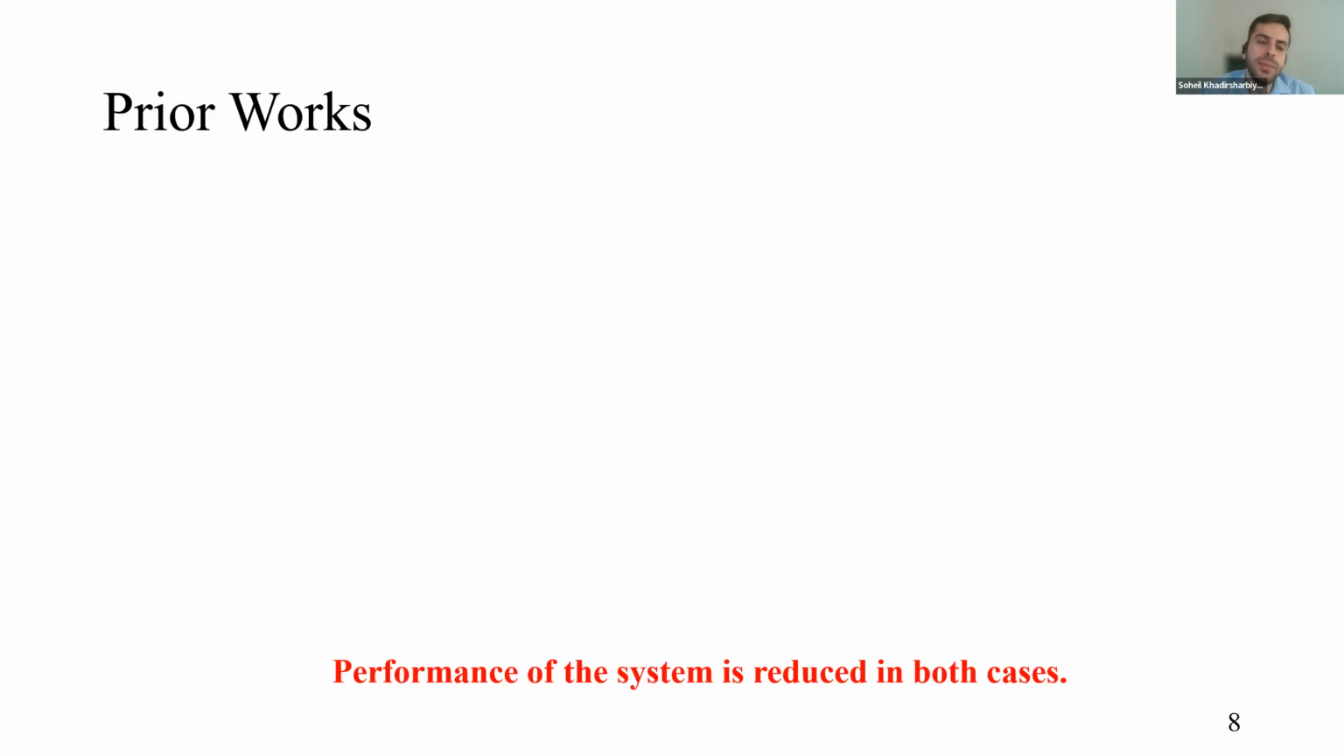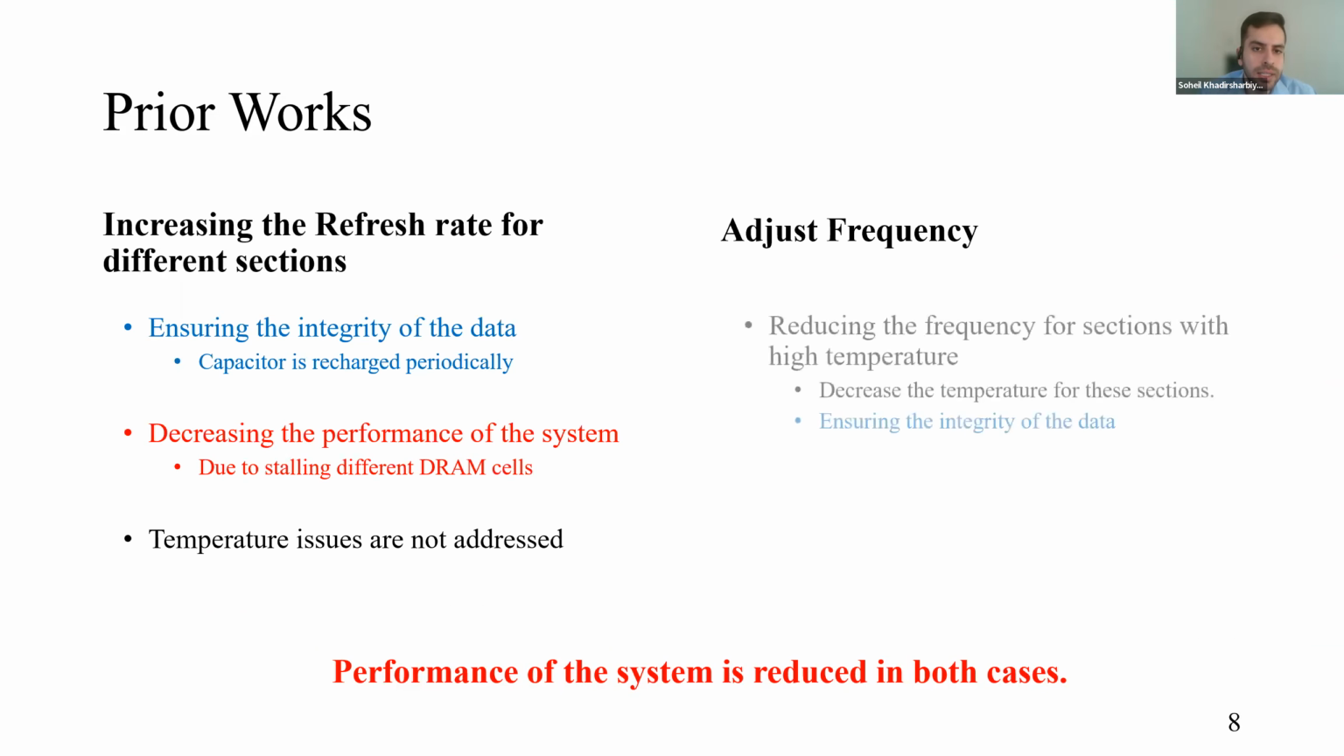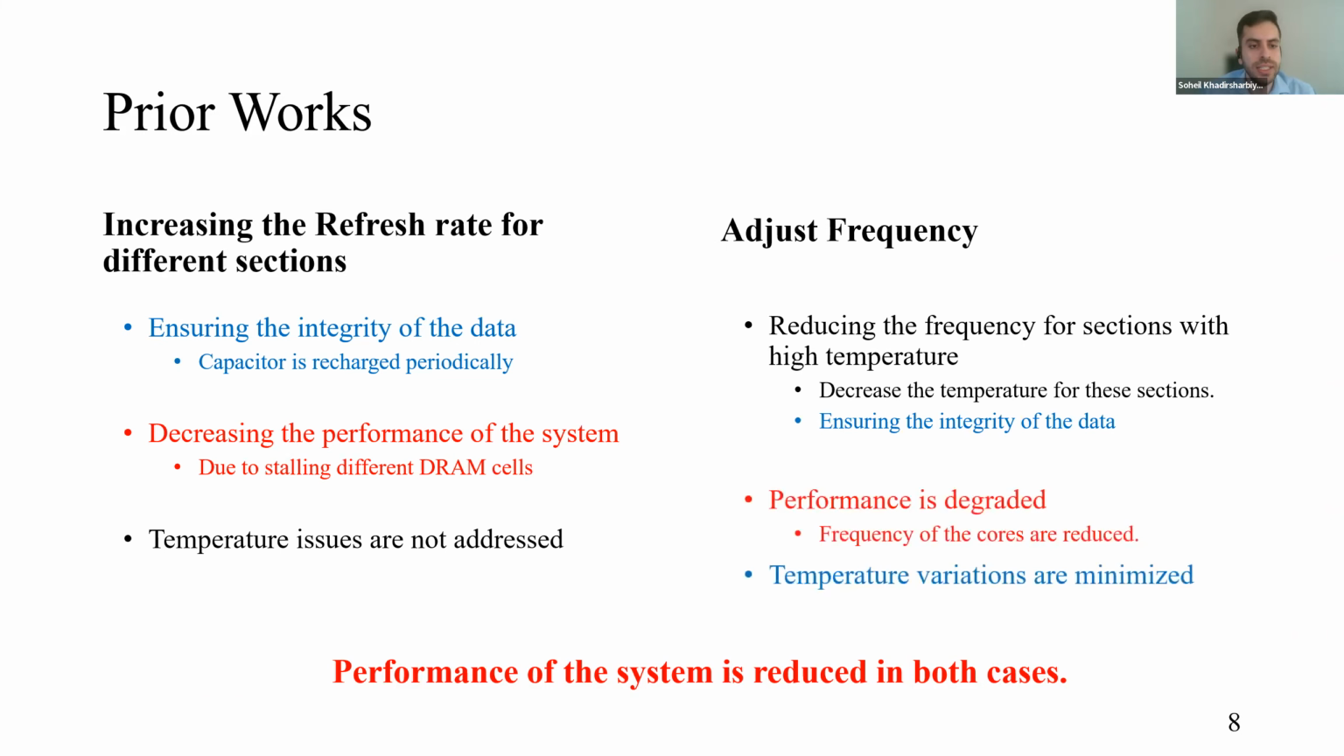Prior work proposed two approaches to address this. They either increase the refresh rate for different sections, or they adjust the frequency. Increasing the refresh rate means that if the temperature is higher for one section, we only increase the refresh rate. Data integrity is completely correct, but it decreases the performance because some parts of the DRAM need to be stalled more frequently compared to others, and the temperature issues are not addressed.